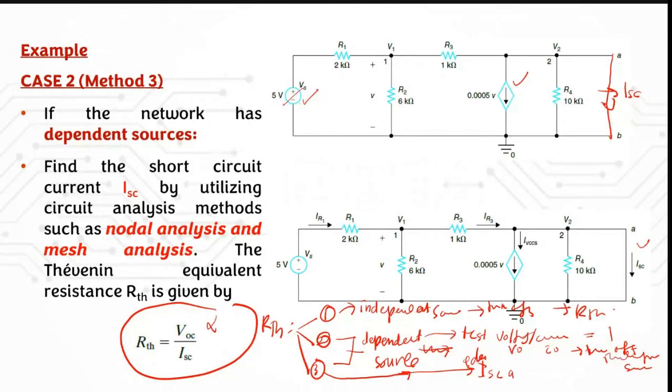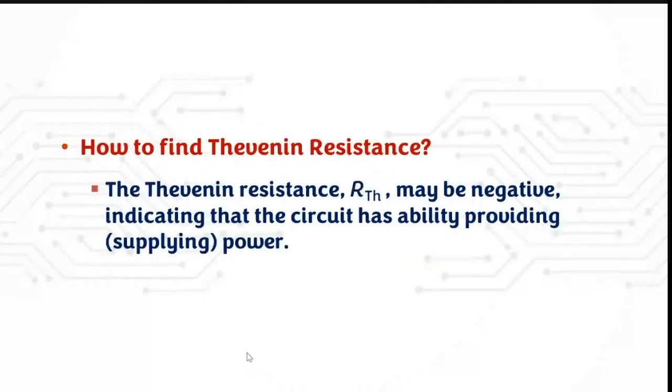Add ISC at terminal A, B, and then you can calculate your ISC. In order to get RTH, you can use this equation, where you know that VOC is equal to VTH, and then you divide it by the ISC that you have calculated, and then you can get the value for the Thevenin resistance. So these are the three methods that you might use in your question in order to find the answer for your RTH.